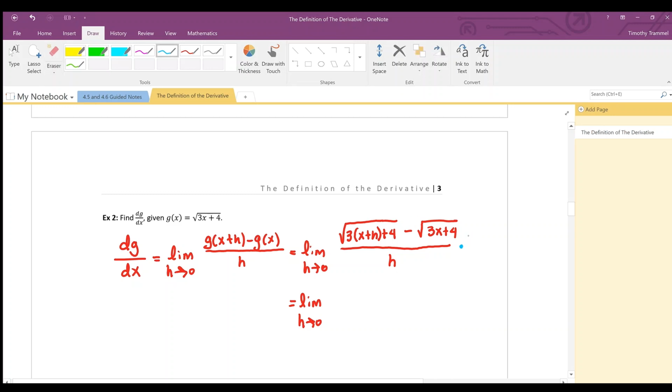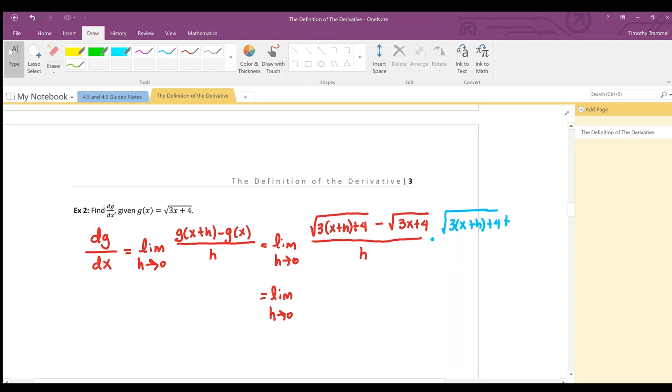So this is going to be the square root of 3 times x plus h plus 4 plus the square root of 3x plus 4. And I'll multiply by the same thing in the denominator. And when we do this, we're really just multiplying by 1. It's just a complicated looking 1.